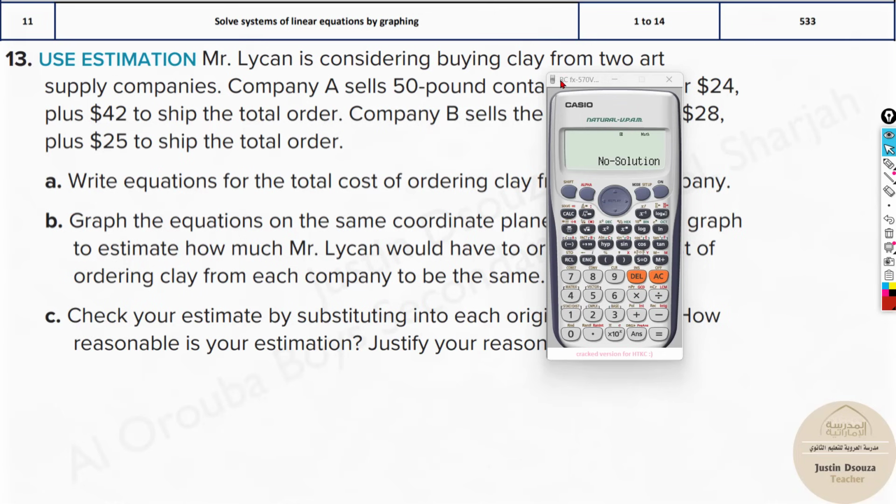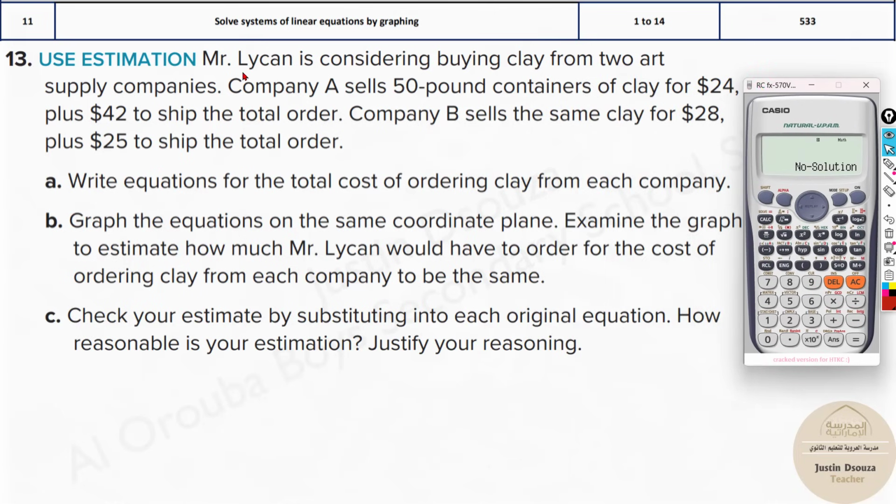And now let's look into this real world problem. Ms. Lycan is considering buying clay from two art supply companies. Company A sells a 50-pound container of clay for $24 plus $42 to ship the total order. Company B sells the same clay for $28 plus $25 to ship the total order. Write the equations for the total cost of ordering clay from each company.